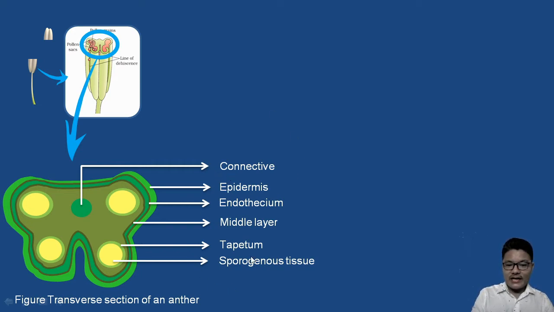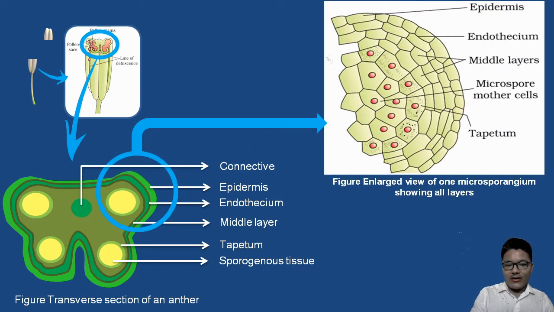All these layers of cells, all these structures constituted by different cells, can be observed in better view by using a microscope, and under the microscope we are able to observe the different cellular arrangements of these structures. So this is an enlarged view of a microsporangium as shown here. Over here we are not able to see the cellular arrangement.